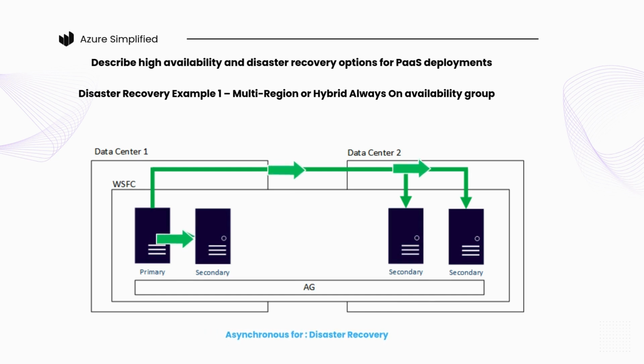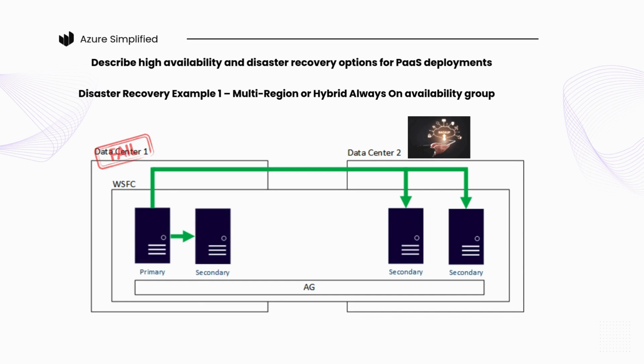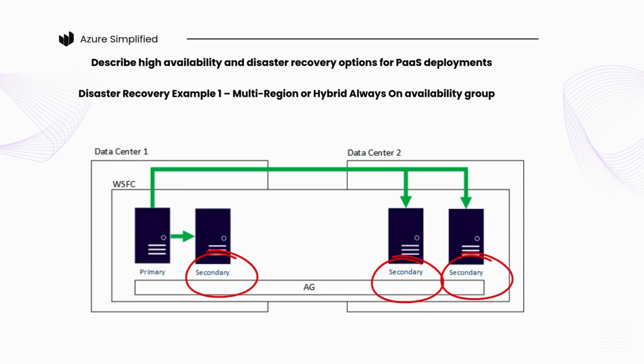High availability and disaster recovery, HADR, features. Automatic failover: if the primary node fails, WSFC will automatically promote one of the secondary replicas to primary. Geo-redundancy: Data Center 2 acts as a backup location in case Data Center 1 becomes unavailable. Load balancing: the secondary replicas in Data Center 2 may also serve read-only workloads.